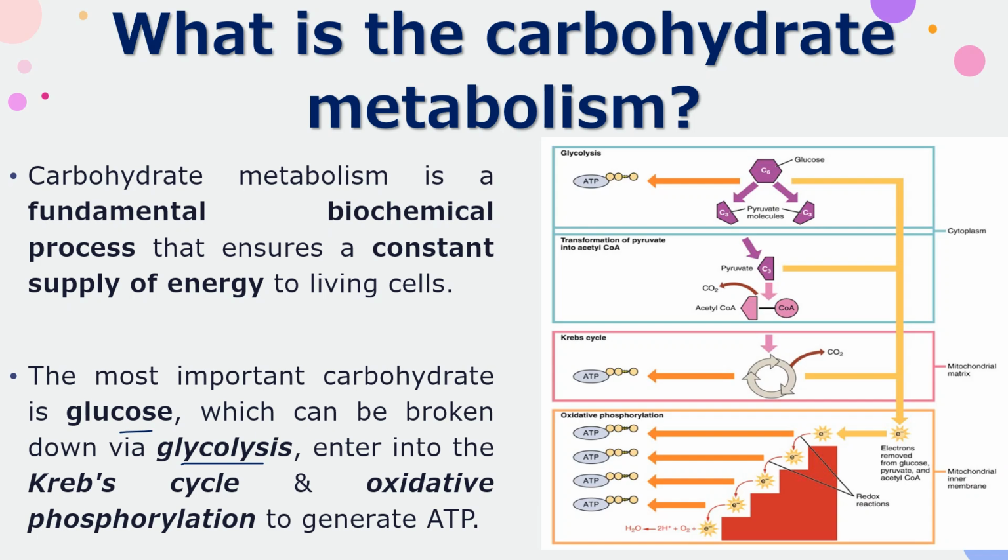After glycolysis, the product we get is called pyruvic acid, which enters into the Krebs cycle, or citric acid cycle, or tricarboxylic acid cycle, and then through oxidative phosphorylation we get energy.